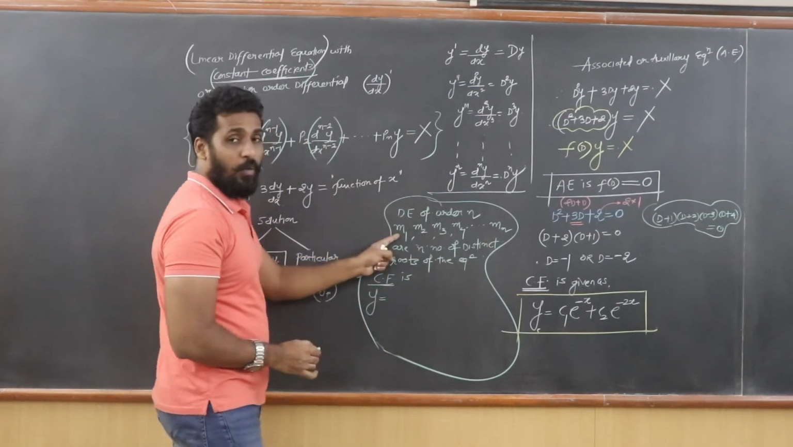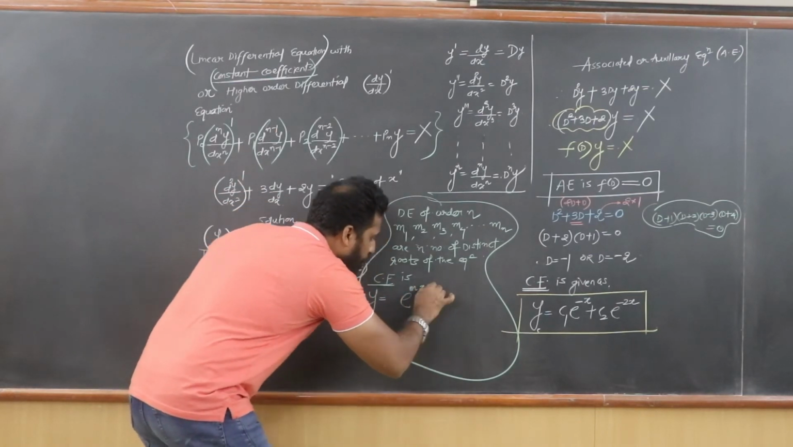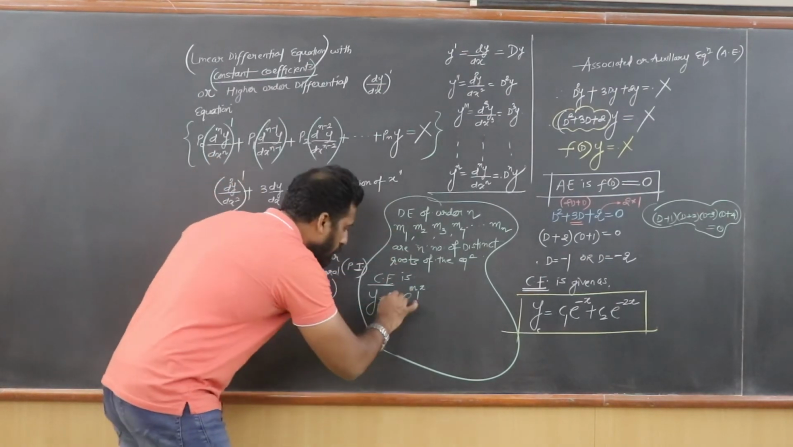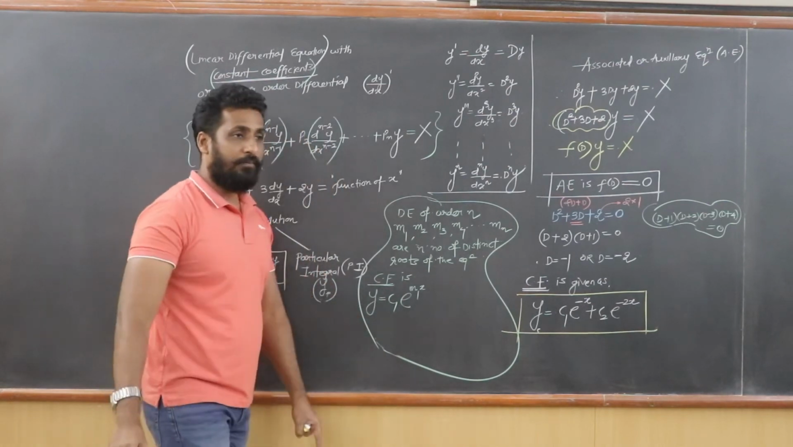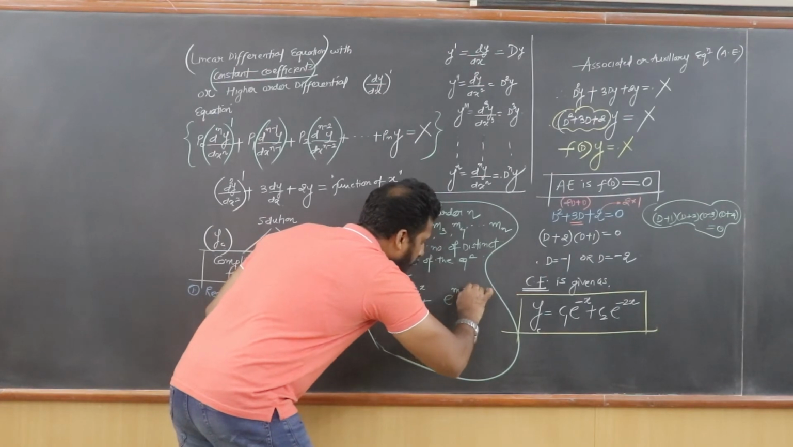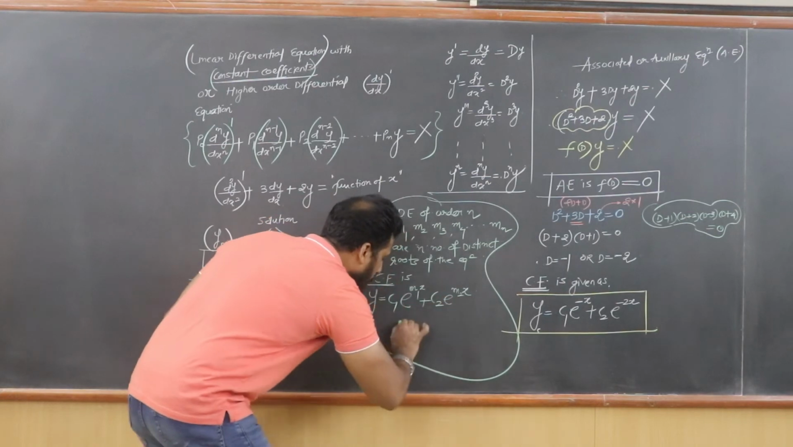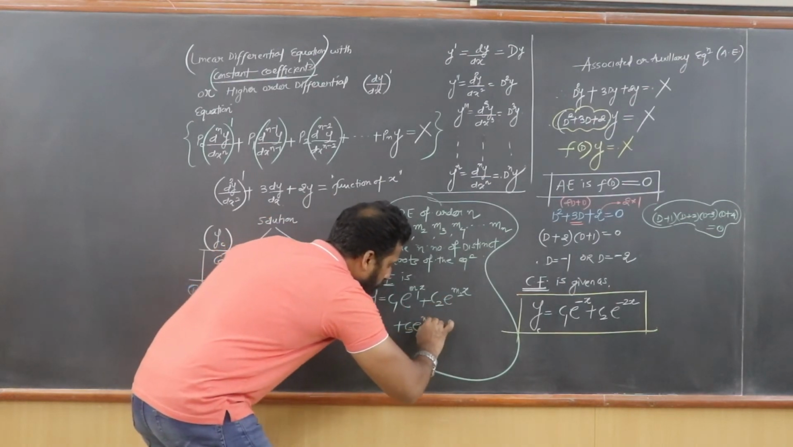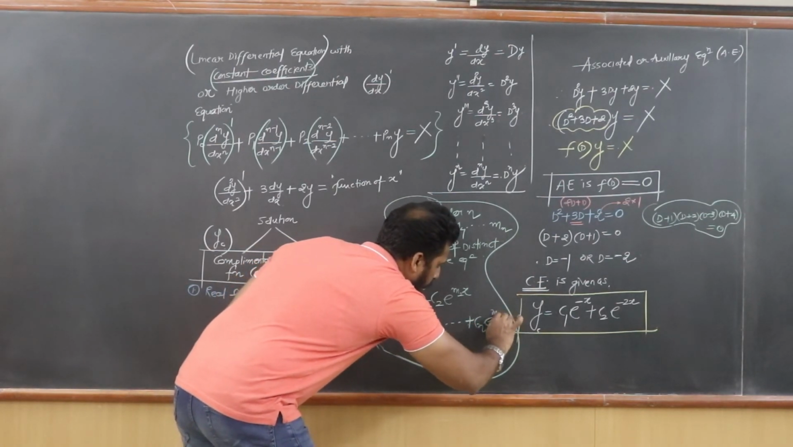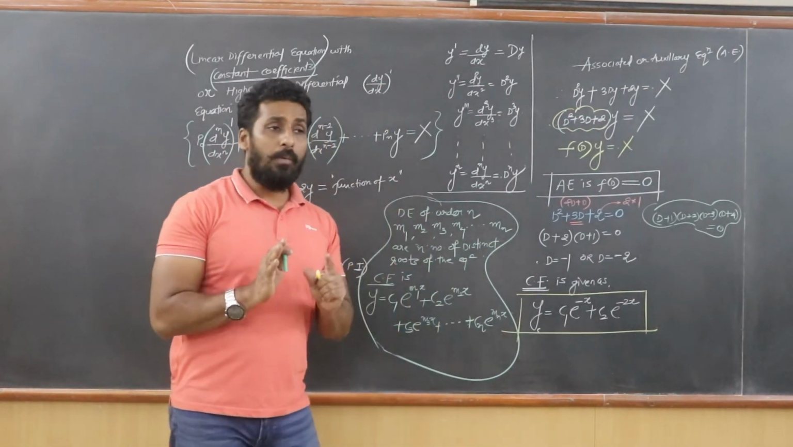So I had the first value as m1. So m1 will go into the power of the exponential term, e raised to m1x. And since it's the first root, I write c1. Then the second root is m2, so it will go to the power of the exponential, e raised to m2x, and since it's the second root, I write the second constant. Plus c3 e raised to m3x, and so on till cn e raised to mnx. So that is how we write the complementary function.